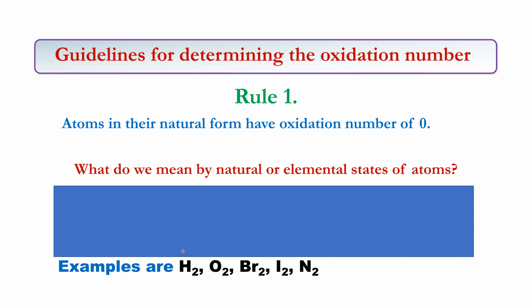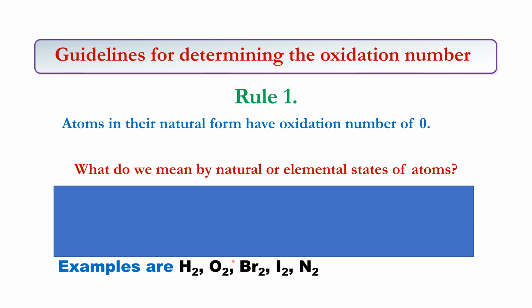For example, you see H2 here, it is not combined with any other element, so it is in its elemental state. The same thing is applicable to O2. It's not combined with any other element. Therefore, all these are in their elemental states because they are not combined with other elements. Also, atoms are in their elemental state if they are not charged. If you look at these examples, H2 is not charged, O2 is not charged, and all these are not charged. So they are in their elemental states. Also, atoms in their elemental states are most stable. You can see all these are all very stable. So what Rule 1 means is that atoms in their natural form have oxidation number of 0.